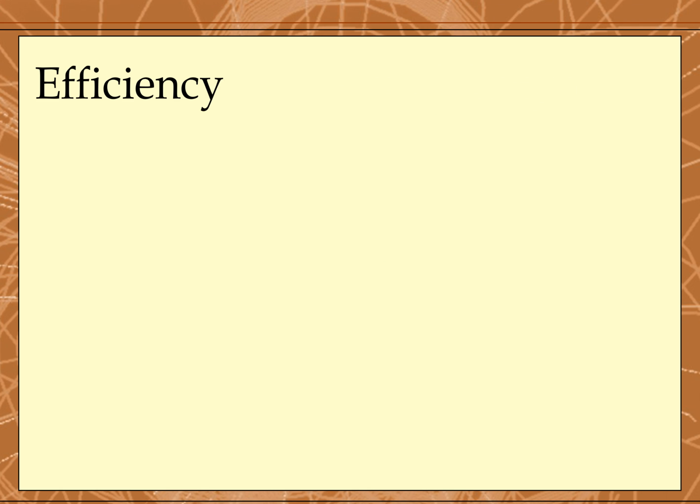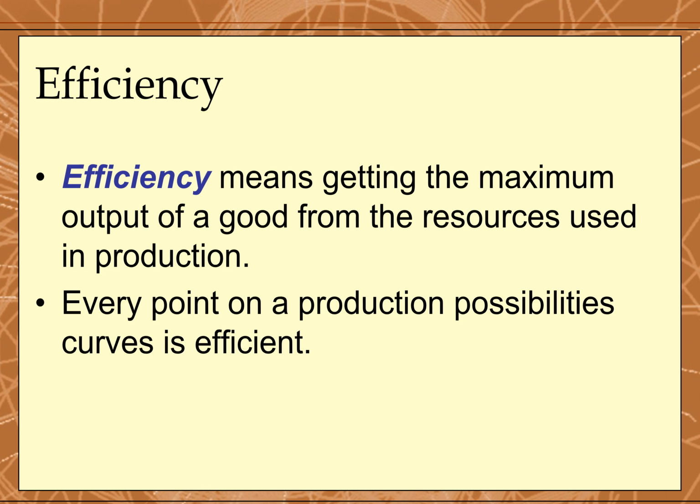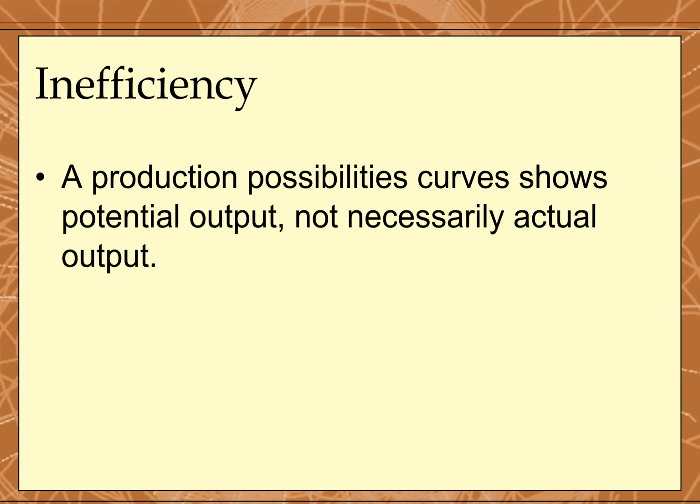So another thing that the production possibilities curve shows us is efficiency. What do I mean by efficiency? Well, are you fully utilizing your resources, your land, labor, capital, entrepreneurship? Now let's take a look at the graph again.